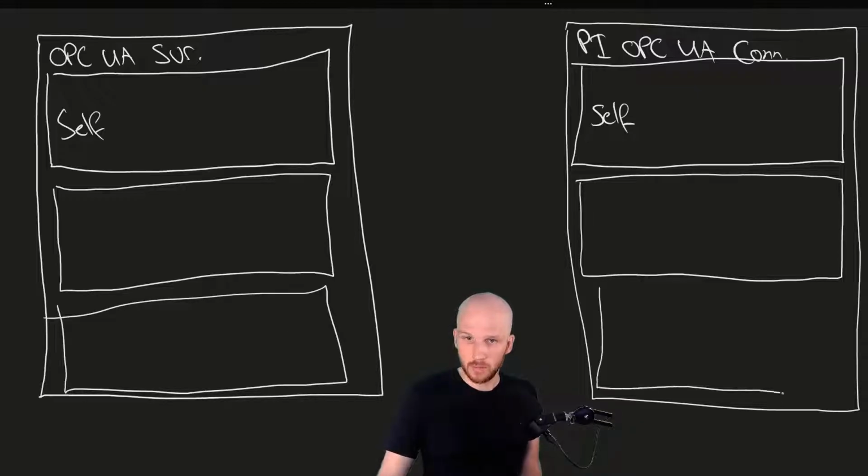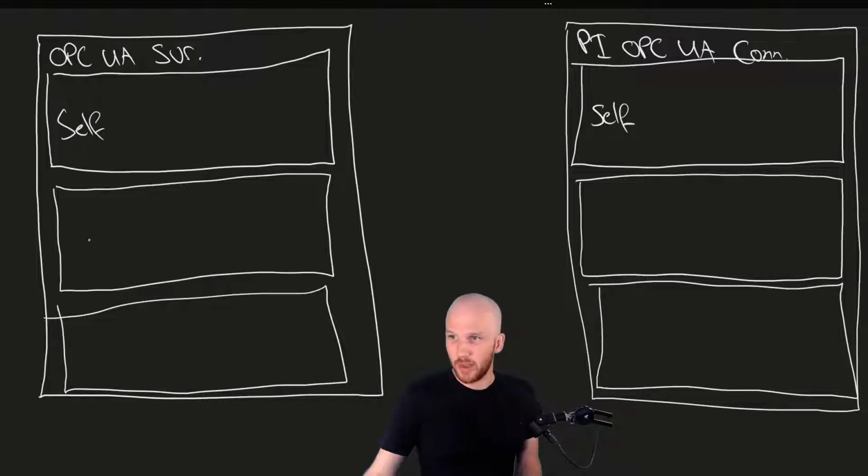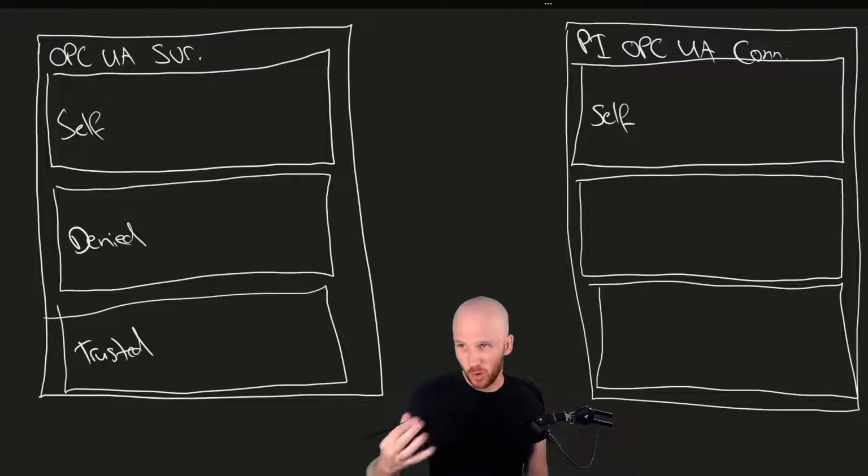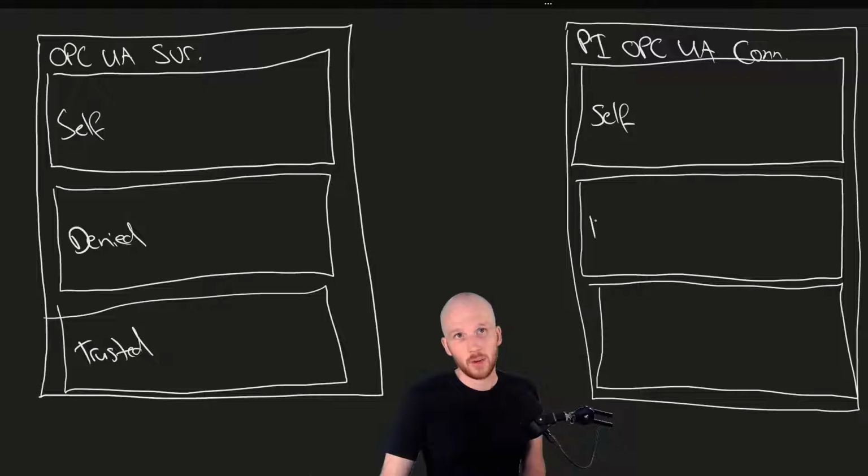Here we go. There's my terribly wonky boxes. Now we have self, we have denied, we have trusted. Different OPC servers call these different things. I can't remember what the connector calls it. I think it's untrusted. No, it's probably denied.